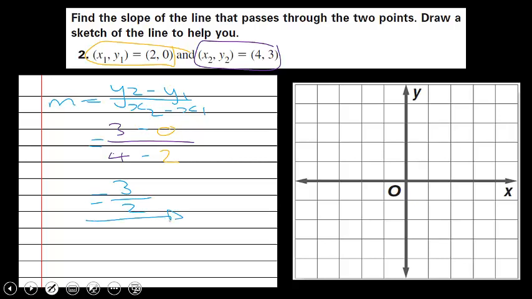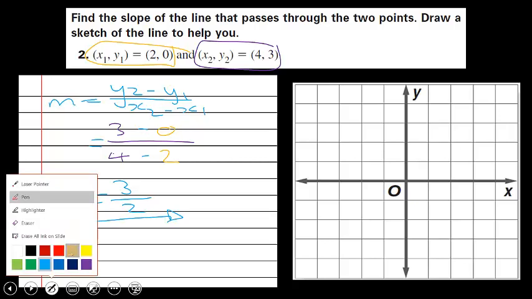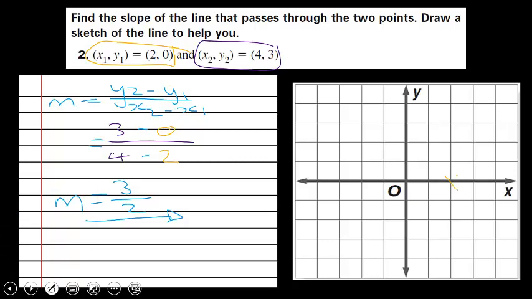So if we plot these points on the graph, this is my m value. I'm going to start at point 2, 0, which is there, and I'm going to go to point 4, 3, 1, 2, 3, which is there. And if I connect the line, so let's see, 3 up and 2 to the right is what 3 over 2 means. So let's go up 1, 2, 3, and 1, 2 to the right. If we go in the opposite direction, 3 down, 2 to the left. And that is our graph. So it's 3 up and 2 to the right, or 3 down and 2 to the left.